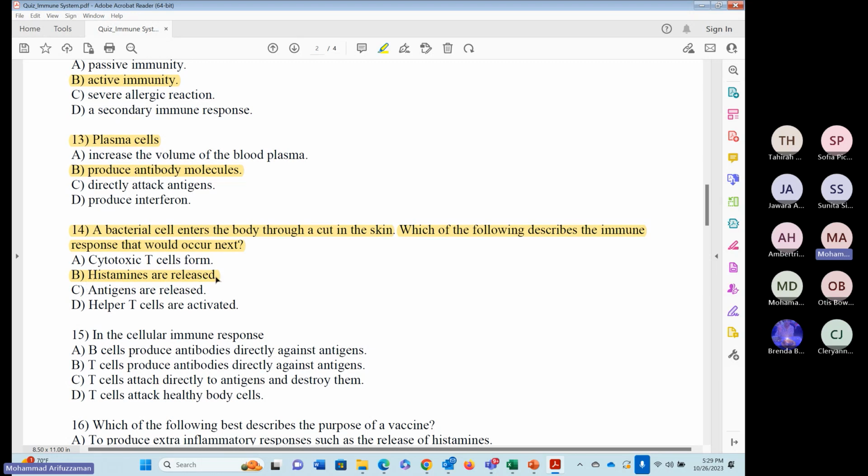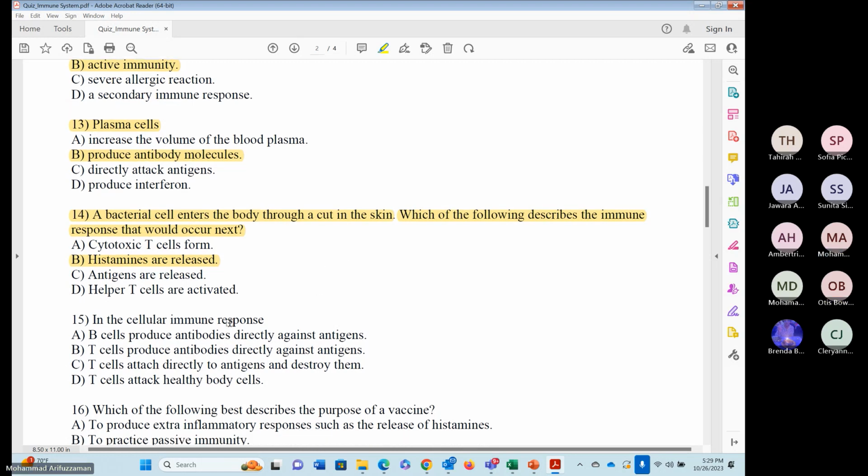So histamine is released and this histamine causes inflammation. So what is inflammation? Inflammation prevents the spread of infection. Inflammation localizes the infection, therefore the infection cannot spread. So this is part of innate immunity.